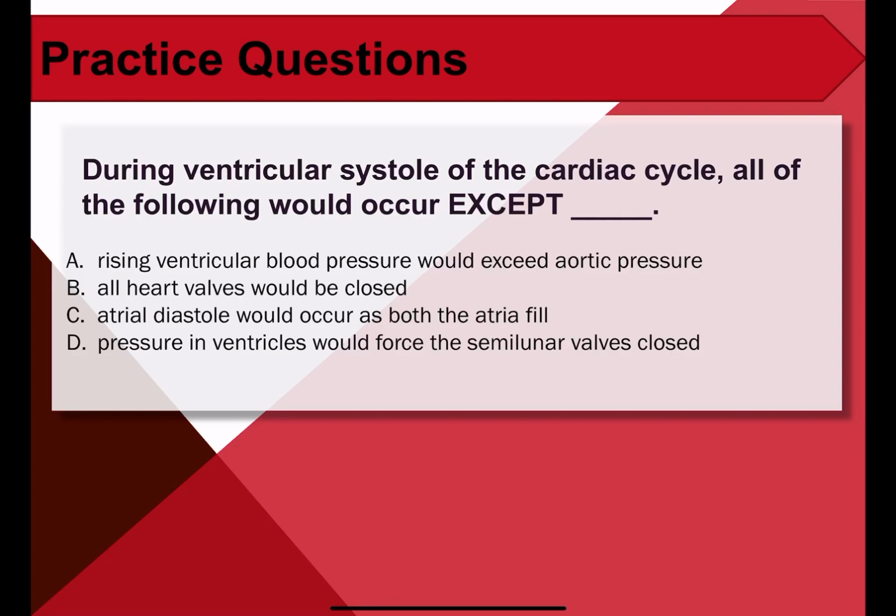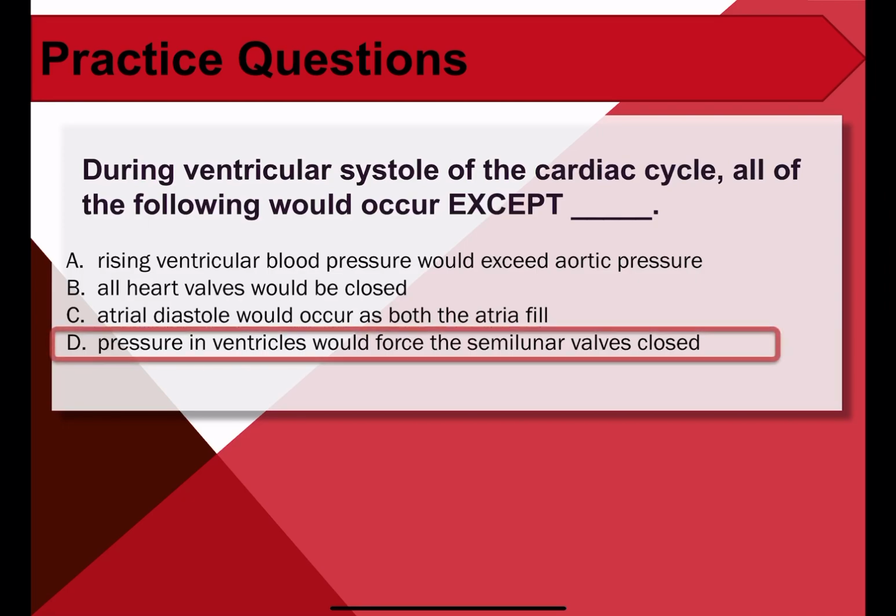During ventricular systole of the cardiac cycle, all of the following would occur except: pressure in the ventricle will force semilunar valves closed. We're talking about ventricular systole, which means contraction of the ventricles. When ventricles contract, semilunar valves open, not close. And the other stuff also happens within ventricular contraction. Rising ventricular blood pressure is why that pressure can increase so you can push open those semilunar valves. For the moment, all heart valves are closed until they can open the semilunar valves.